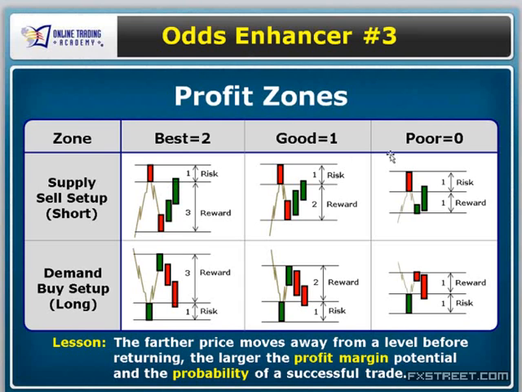So as you can see, poor, good, and best. The stronger the move away from an area and the farther price moves away from that level, the larger the profit zone and the higher the probability of a successful trade. So we want to see a big, strong move away, and we want to see price move far. The less that happens, the lower the reward and the lower the probability.